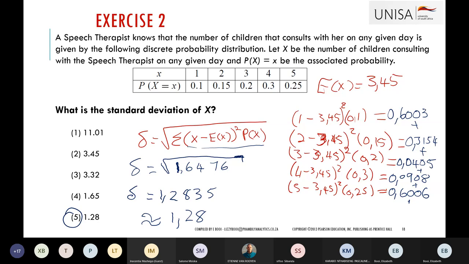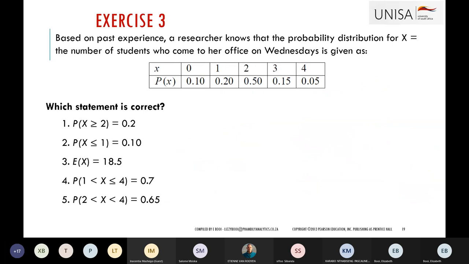Any questions? There are no questions, so we can move to the next one. We also have 5 more minutes to work it out, and then we will do it together. Based on past experience, a researcher knows that the probability distribution for X, the number of students who come to her office on Wednesday, is given by this distribution table. Which of the following statements is correct? I want you to go through all the statements, regardless of whether you found the correct answer as number 1 or number 2, so that you can see how we answer the questions.